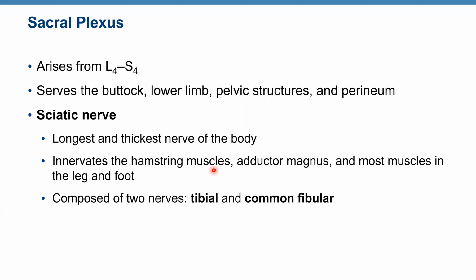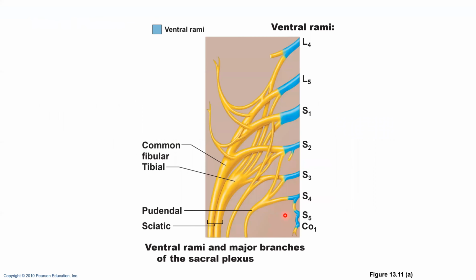It innervates hamstring muscles, adductor magnus, most muscles of the leg and foot, and is composed of two nerves, tibial and common fibular. So let's look over here. Okay, so here's the sacral plexus. And here we have all these nerve fibers that form the sciatic nerve. So that's a big sciatic nerve.